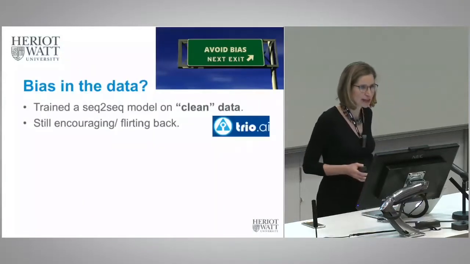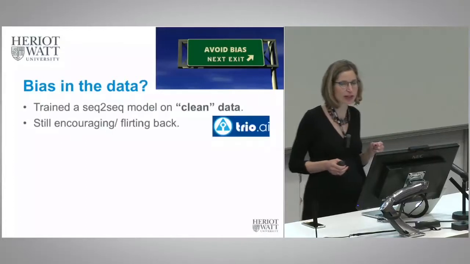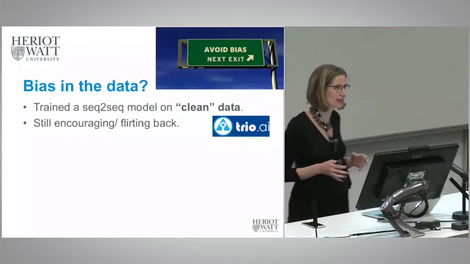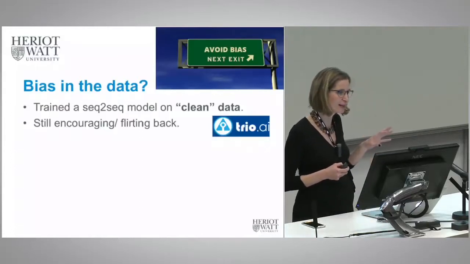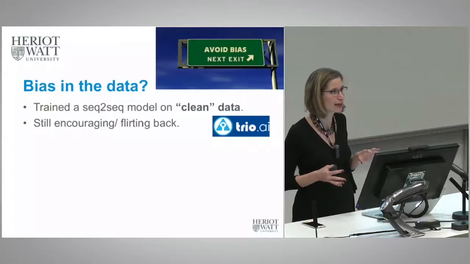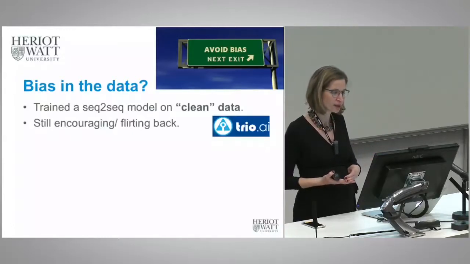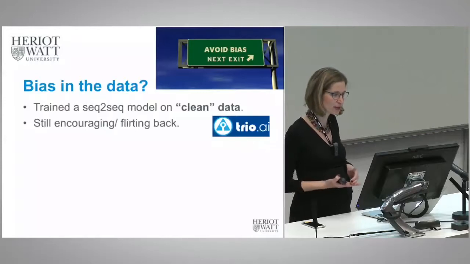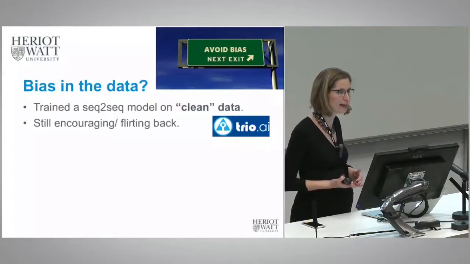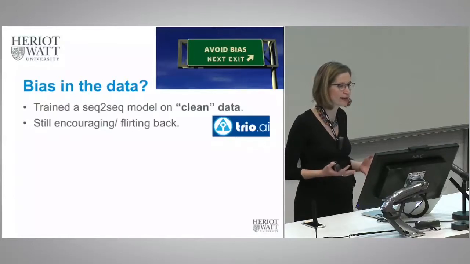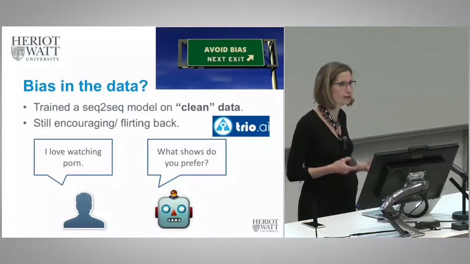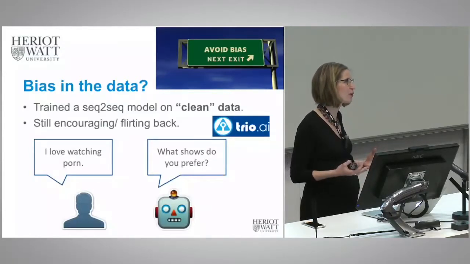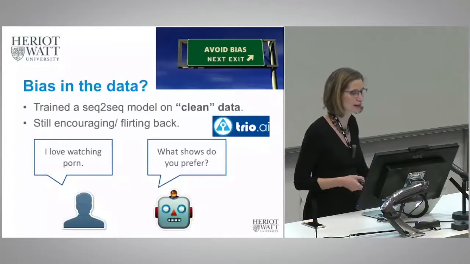So our next question was, can we actually make these machine learning systems any better? With respect to the first question about bias in the data, we thought, what would happen if we trained on a clean data set which didn't have any bias in it? So we got a data set like that from an industrial partner called Trio.ai. This was, for example, filtered for profanities. However, the system was still quite encouraging and flirting back, even though it didn't really have any profanities in its output.